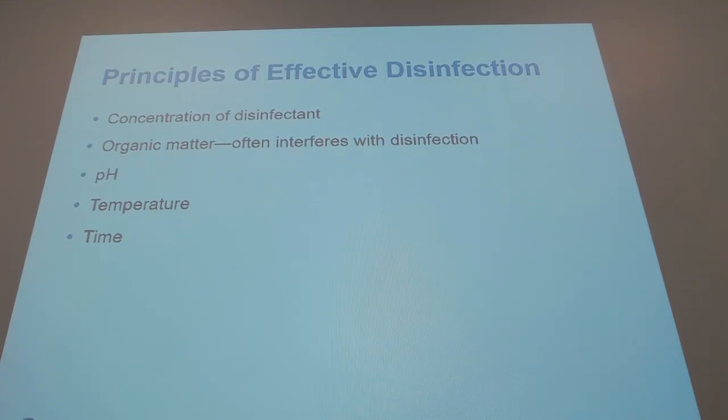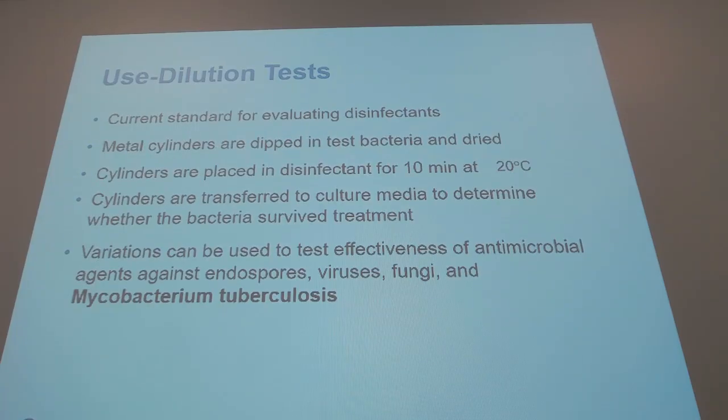But the longer that it stays there, the more effective it is, especially if you have a lot of contamination of that area. Now, one way to test these disinfectants is by using the dilution test, in which you have, in some cases, metal cylinders that are dipped into a test bacteria. Then you dry these metal cylinders, and then you put those dried metal cylinders with the bacteria in a disinfectant for 10 minutes at 20 degrees Celsius.